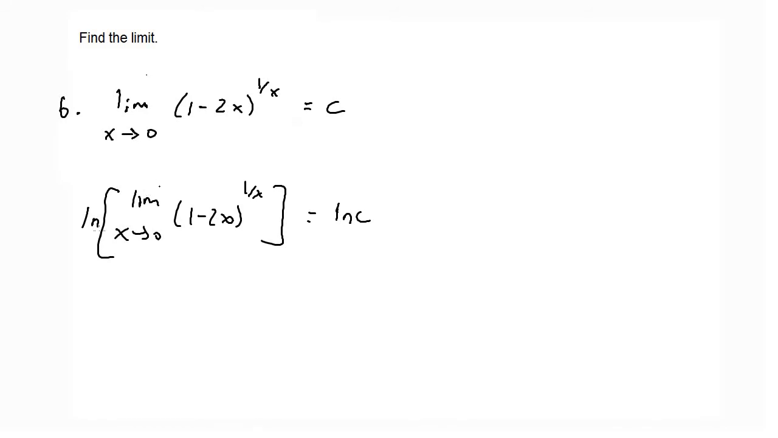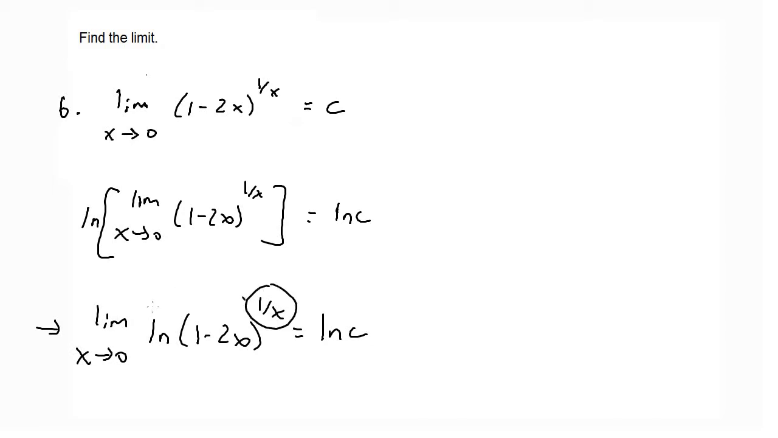Now whenever you have a limit inside a natural log, you can just bring that outside the natural log. So you rewrite it as the limit as x approaches 0 of the natural log of 1 minus 2x raised to the 1 over x power. That's going to equal the natural log of c. Now using properties of logs, remember you can bring an exponent down in front of the log. So I can rewrite it as the limit as x approaches 0 of 1 over x times the natural log of 1 minus 2x, and that's going to equal the natural log of c.